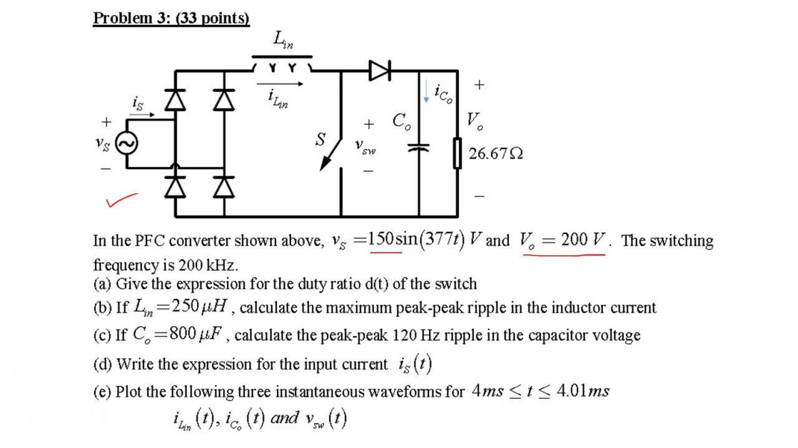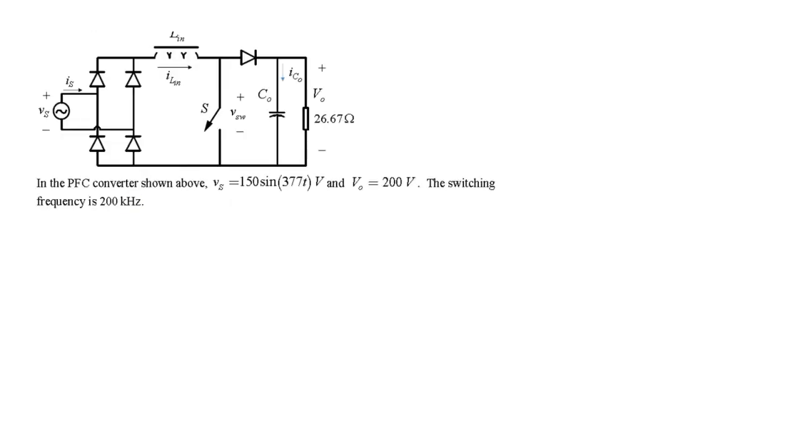And of course it satisfies the requirement of a boost converter that the output voltage is instantaneously higher than the peak of the input voltage. The switching frequency is as expected fairly high at 200 kilohertz. The load resistance is given. Inductor capacitor values are also given. So part A is to derive an expression for the instantaneous duty ratio D of T for the single switch. Okay, so let's do that first.